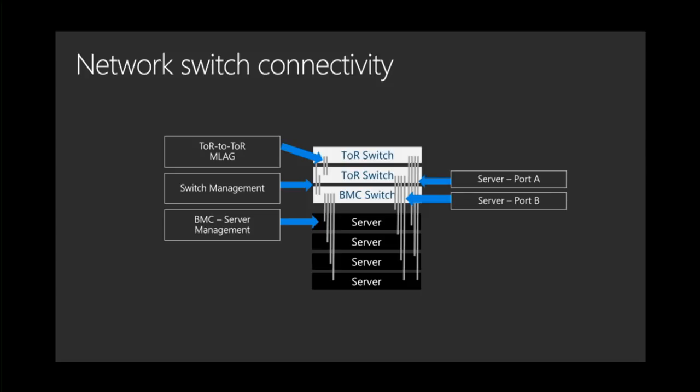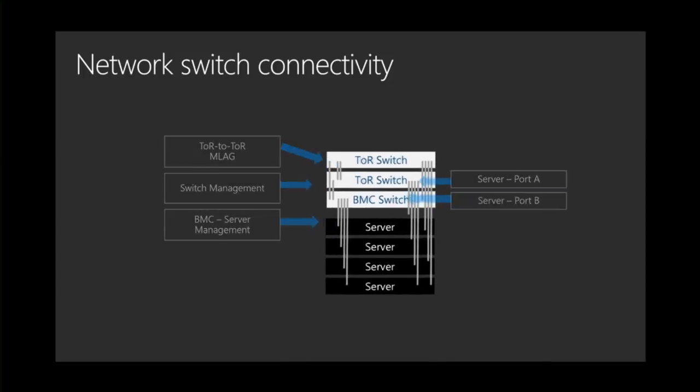But I'll point out that anything above those TORs is going to be layer 3 connectivity. So anything outside or northbound of those TORs is going to be routed in the configuration, and that's a requirement.